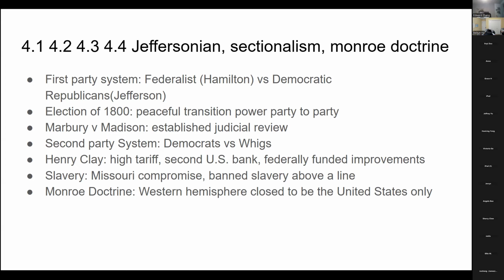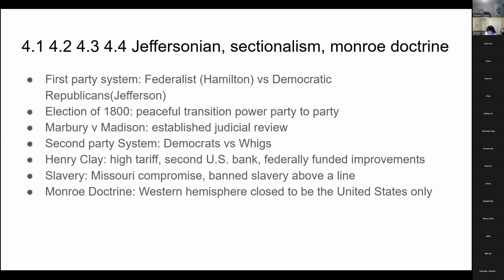And then versus the Democratic Republicans under Jefferson, who believed more in states' rights and agriculture. And then in the election of 1800, right? I mentioned this before, it was about the peaceful transition of power from party to party. And then Marbury versus Madison was a famous court case around this time, right? They were still trying to figure out how the power should be divided. So this established judicial review and the necessary and proper clause.